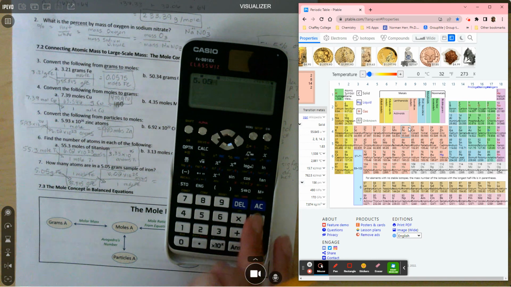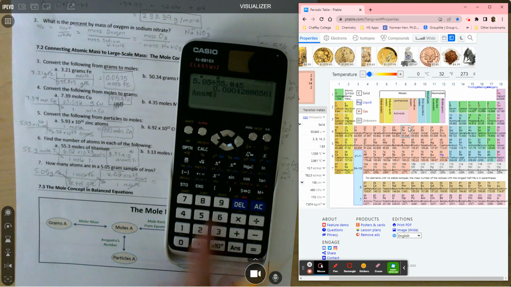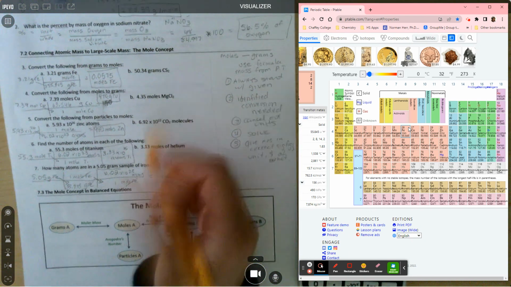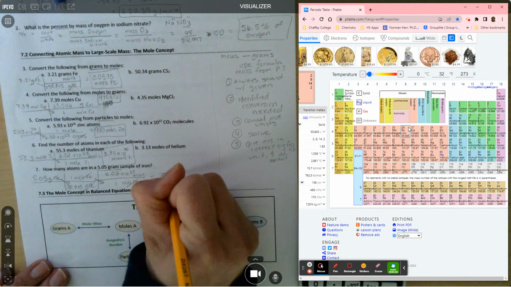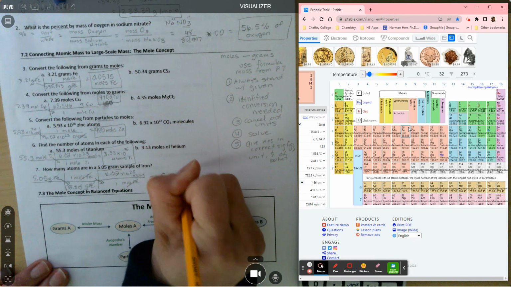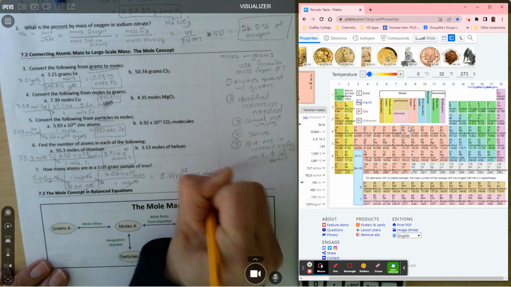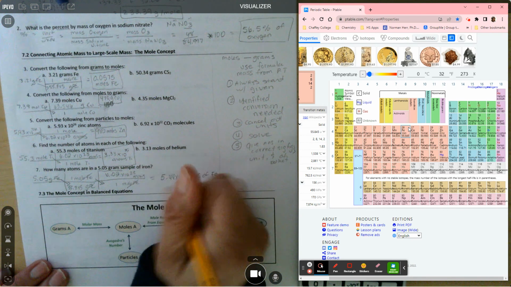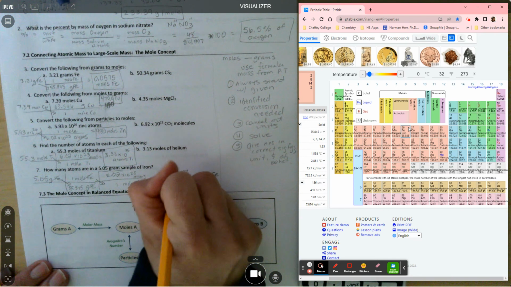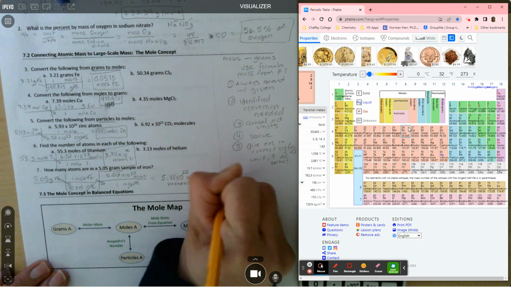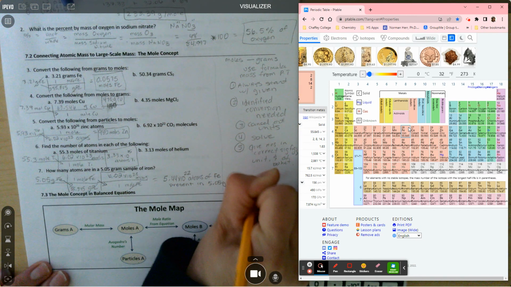5.05 divided by 55.845 times Avogadro's number, and we get 5.44 to the 22nd power. So 5.44 times 10 to the 22nd, and this is the number of atoms of iron present in 5.05 grams of iron.